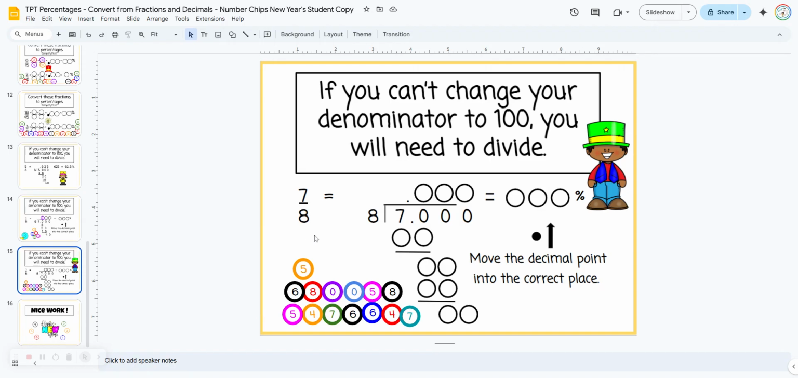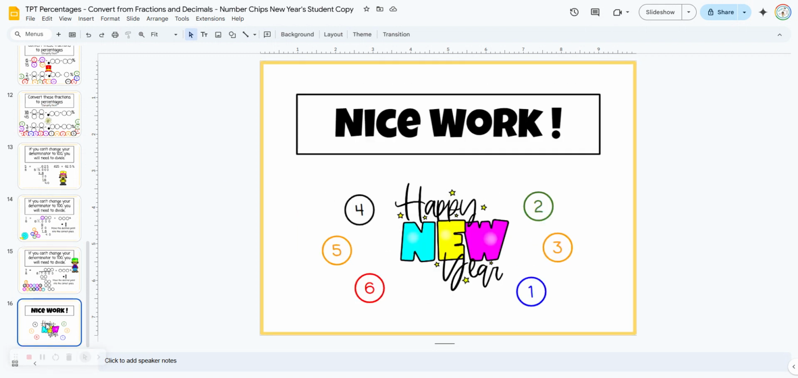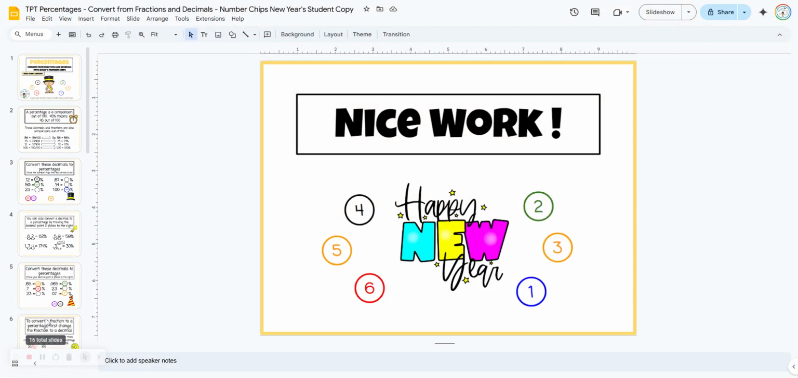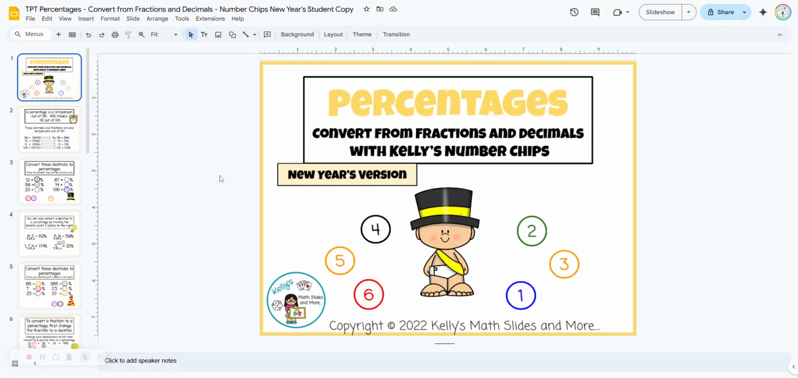And then the final slide, they have to do all of the division themselves, as well as move that decimal point into the correct place in their answer. And they get a little nice work at the end. So this is a digital lesson, Percentages, Converting from Fractions and Decimals, the New Year's version.